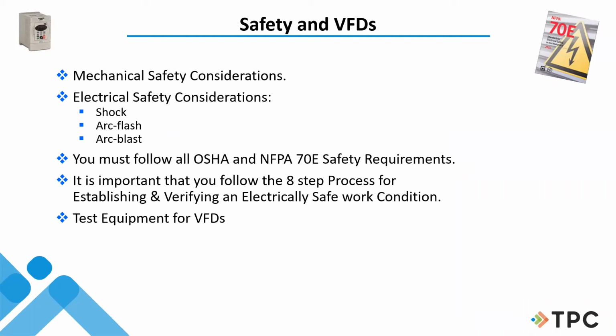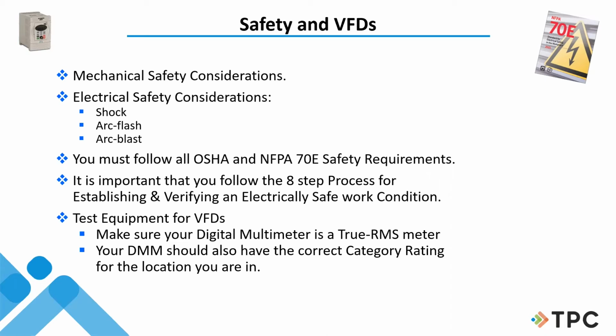So we talk about test equipment for VFDs. Want to make sure that we have the right meter, a true RMS meter. The cheaper average sensing meters can be as high as 10 to 30 to 40% off in actual true reading. So we need to make sure that we have a true RMS meter to do that. And we need to make sure that we have a category rated meter for the location we're in. So if I'm in a building, I can use a Cat 3. If I'm outdoors, I have to have a Cat 4.